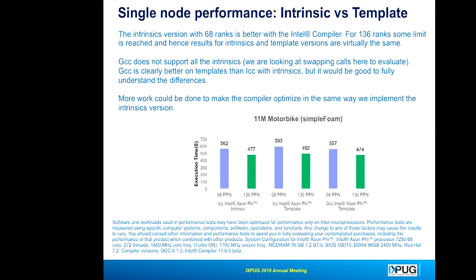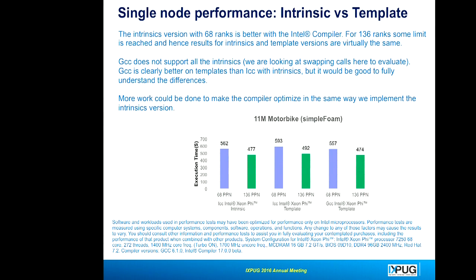If you see this, GCC is clearly better on template than ICC. You can see that the GCC template code for 68 and 136 ranks is better. So you may want to try this, but this is what we have seen, and we are working with the Intel team to try to optimize the Intel code, the Intel compiler.